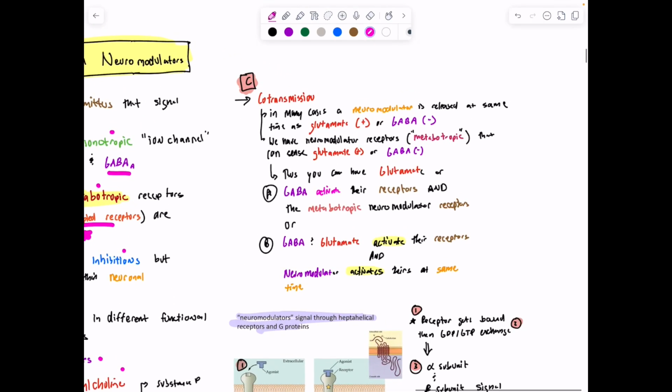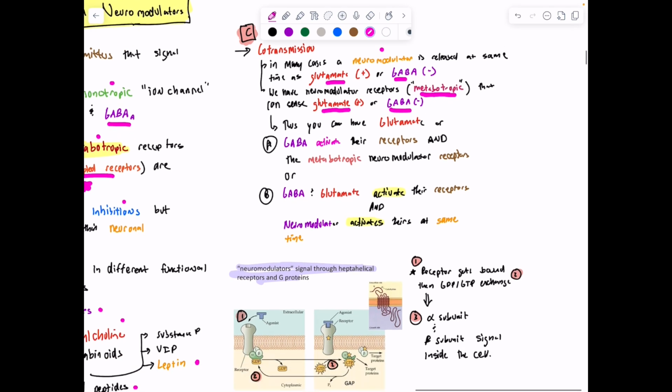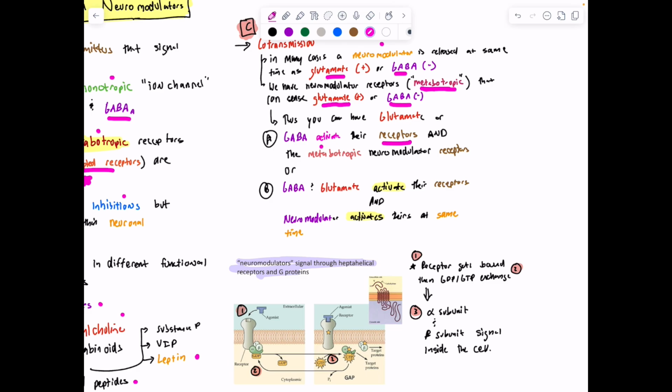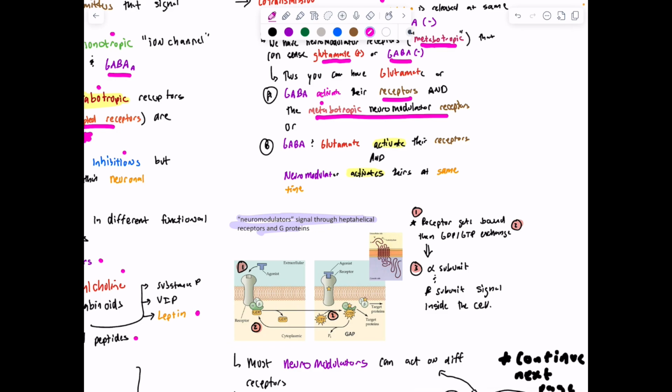All right, so co-transmission. Many times a neuromodulator is released at the same time as glutamate or GABA, and so we have the metabotropic receptors that these neuromodulators can act on, but in many cases these metabotropic receptors can also accept glutamate or GABA. So GABA and glutamate activate their ionotropic receptors, and the neuromodulator can activate its metabotropic receptor at the same time.